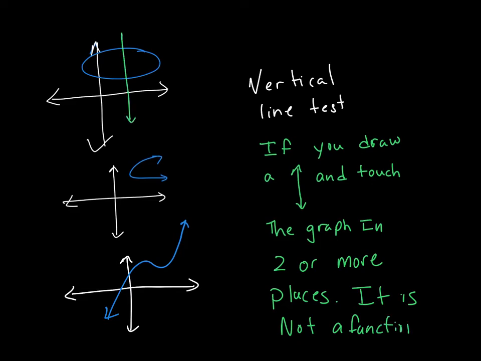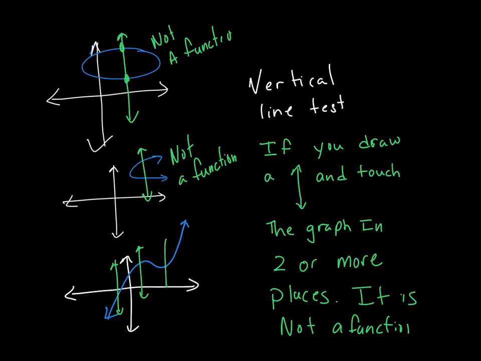So if I draw this like this, it touches it here and here, which means it is not a function. Same thing here. Not a function. But the last one, there's no way, even if I drew a couple different vertical lines, right? It would always only touch the graph in one place. So this one is, yes, it is a function.